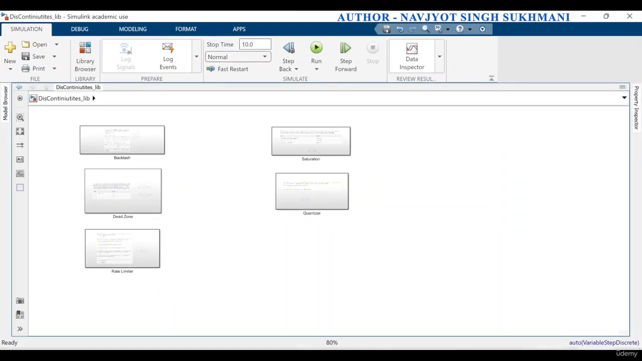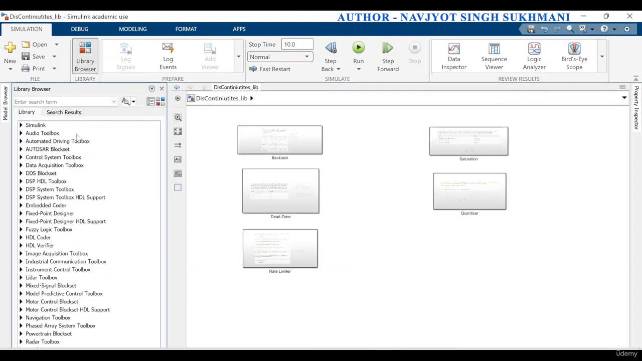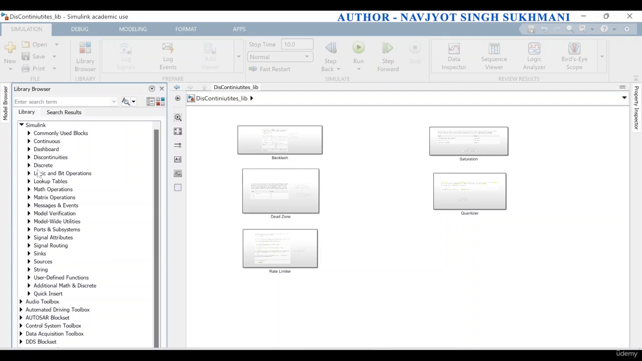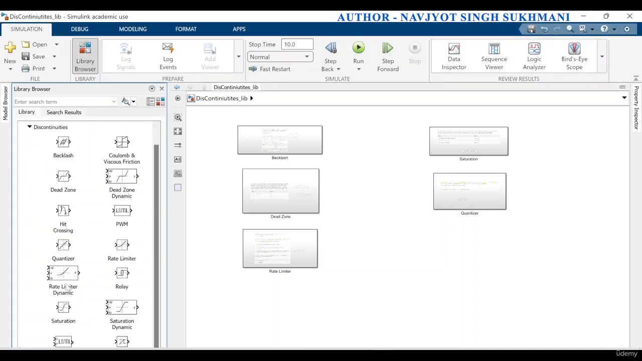Just now we finished a few of the library blocks which we use in source and sink. Now we will learn about some discontinuity library blocks. A few of the blocks I have taken here are the ones we use most frequently in our simulation and modeling. So here, one is backlash.